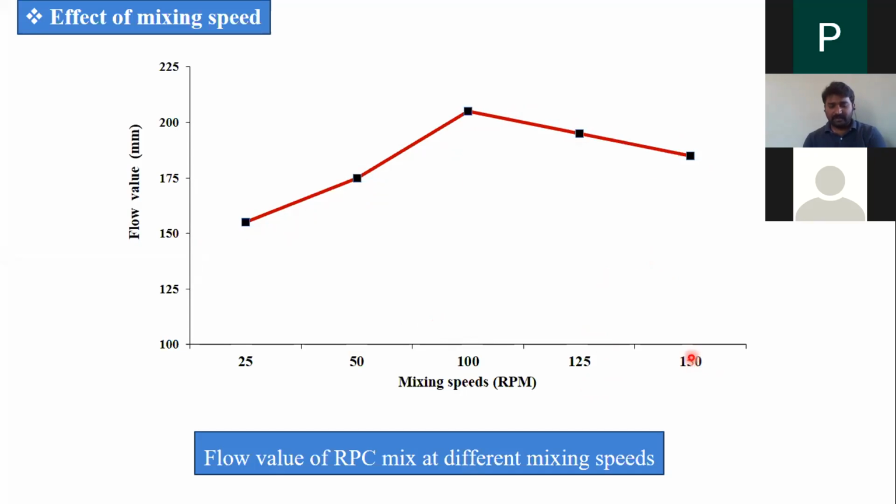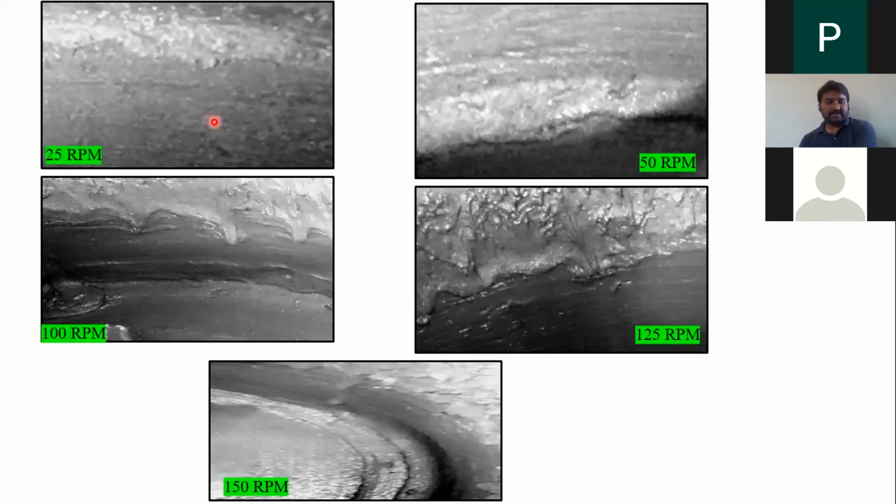I also have a few images here. See here, this is 25 RPM, 50 RPM, 100 RPM, 125 and 150 RPM. This is the side of the drum that we are talking about. At 25 RPM, the material is adhering to it. At 50 RPM, it is coming down. At 100 RPM, see, it is almost flowable. As I increase the speed, there is a lot of clumpiness and water was getting evaporated. Because of that, the flow value was decreasing.